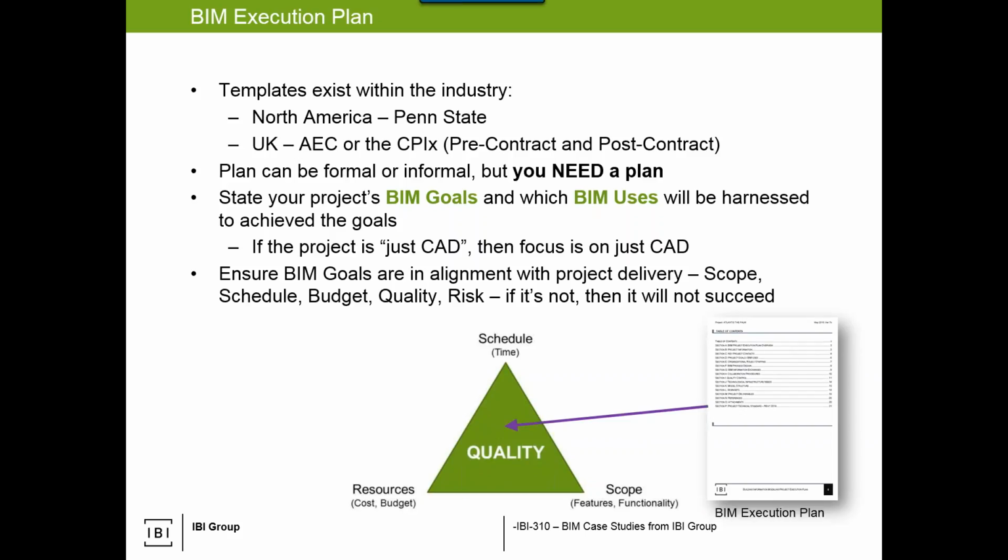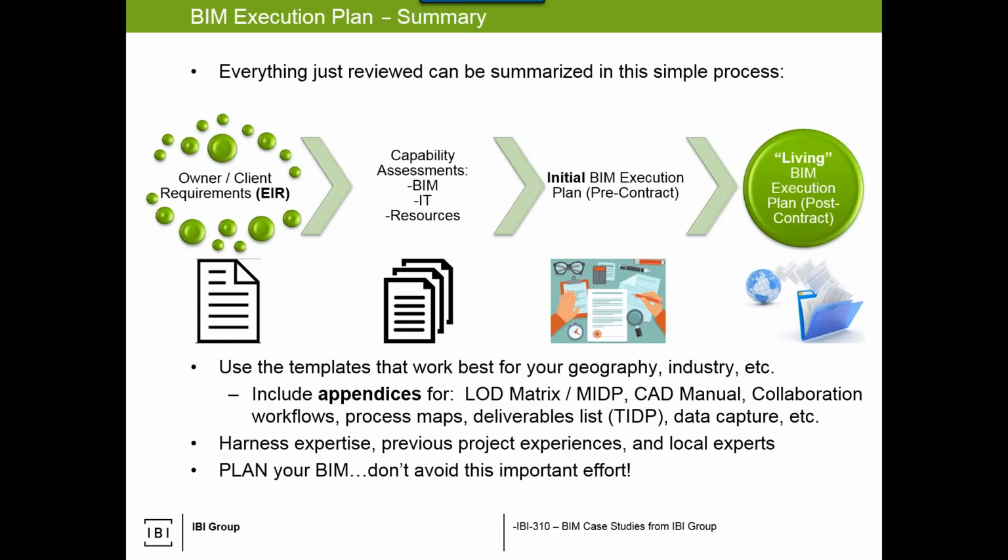We have to ensure this execution plan process is supposed to enhance quality. This is the project management triangle. We want to make sure that scope, schedule, budget are in constant alignment with what we're BIMing and why we're BIMing it. We're not going to over BIM, and we don't want to under BIM. We want to do what we're supposed to do to enhance quality and not explode or implode quality.